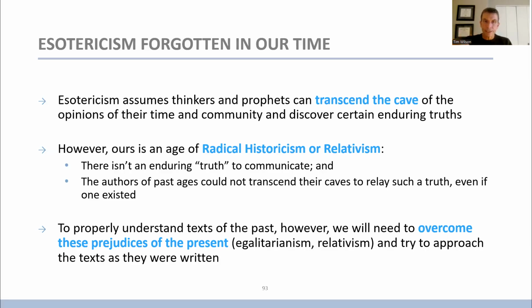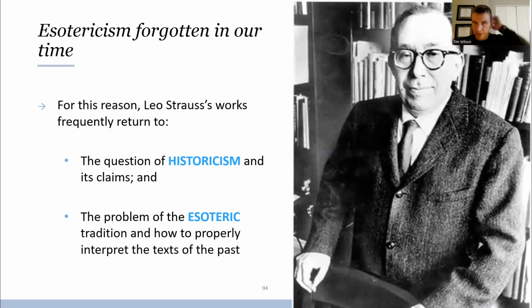However, if we want to properly understand the texts of the past, so this is our bias, this is our cave, so to speak, we need to try to take, as much as possible, the approach that the texts themselves were written in. We need to overcome these prejudices of the present, egalitarianism, relativism. And I think it's for this reason, this kind of two prongs, that were very important in Leo Strauss's own writing. Leo Strauss, one of the first to bring back to light this notion of philosophic esotericism.